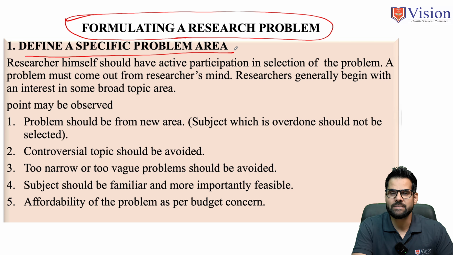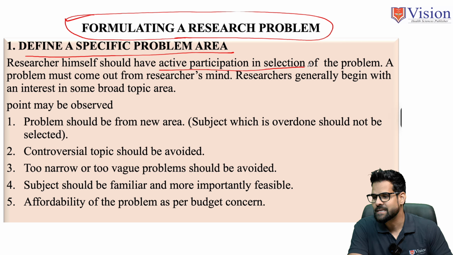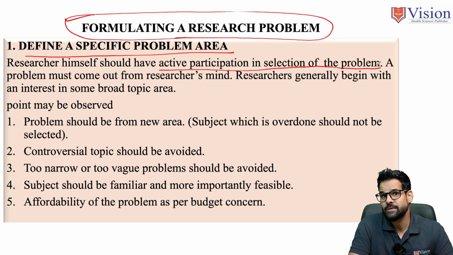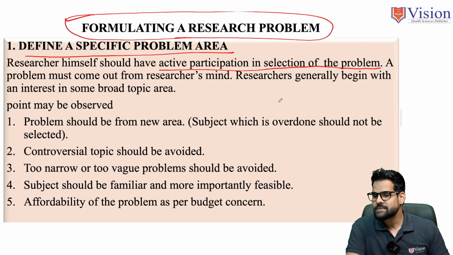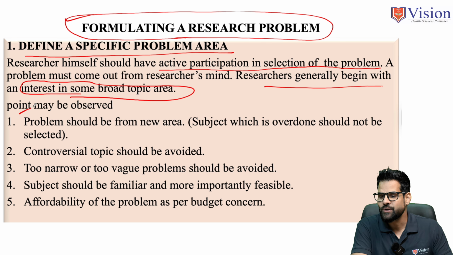Okay, so already we have discussed how to define your problem area. The researcher himself should have active participation in selection of the problem. As I already told you, it is not that someone else has suggested an idea. They can give you a suggestion, but eventually it is you who must see whether you experience this as a difficulty, whether you find it feasible in terms of your interest, the resources available, your own expertise and other things. But there are some important points you should keep in mind. Before that, you should always have a broad understanding of the area, okay? So these are some of the points to be observed.